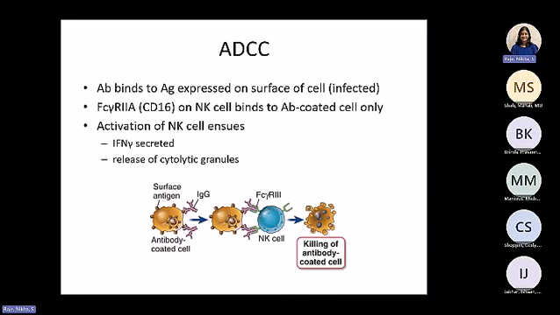Talking about antibody-dependent cytotoxicity, antibody binds to the antigen expressed on the surface of the infected cell, and then CD16 on NK cell binds to that antibody-coated cell so that it becomes a target cell for the NK cell. So here is your cell that's infected, and it's coated with the immunoglobulin. That immunoglobulin will bind to Fc gamma R3 on the NK cells, because of which it can interact with this cell as a target cell and can kill that cell.